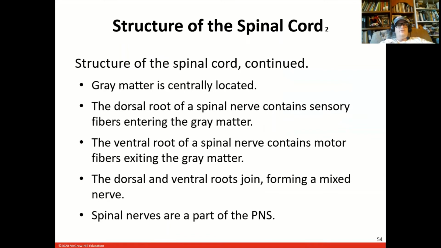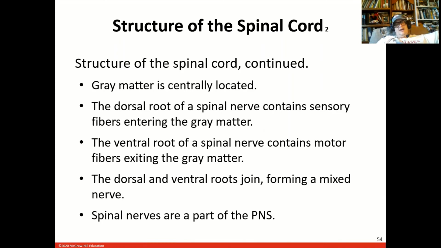All right. So, oh, and it was right here on the next slide. I could have said that. So gray matter is centrally located. The dorsal root of the spinal nerve contains sensory fibers entering the gray matter. So dorsal is sensory, ventral is motor. The dorsal and ventral roots join and they form a mixed nerve. Spinal nerves are part of the peripheral nervous system. Okay, this makes me much happier.